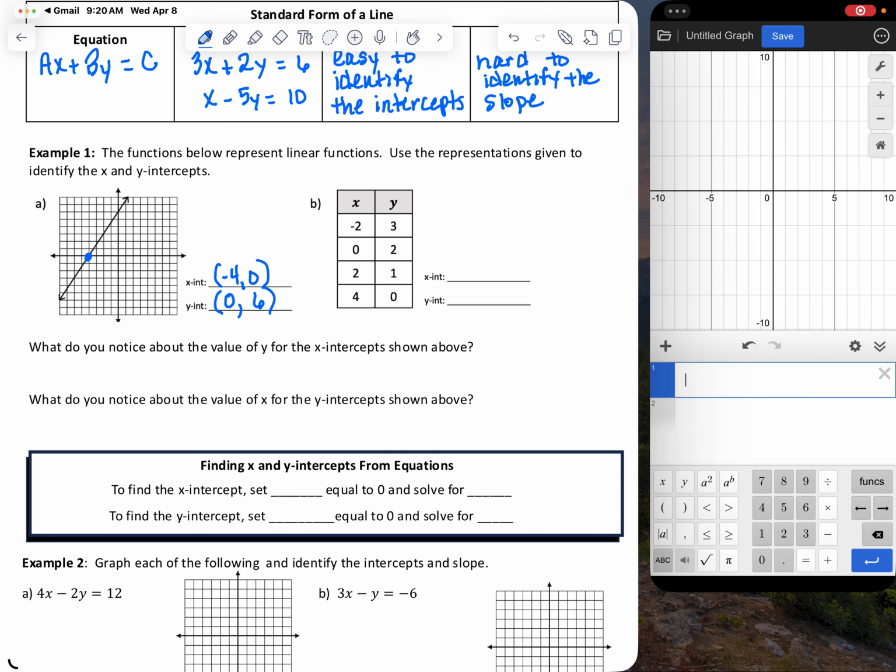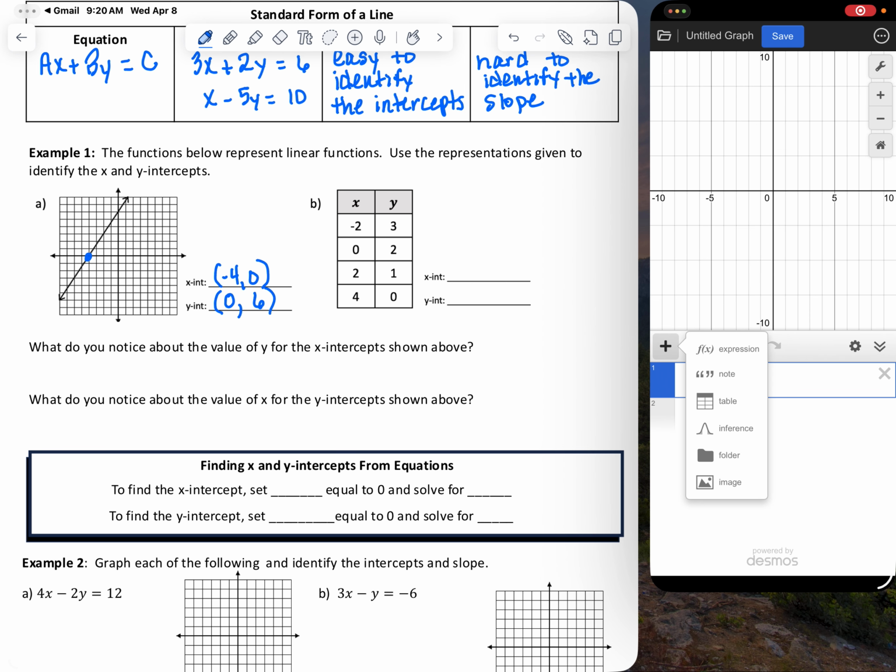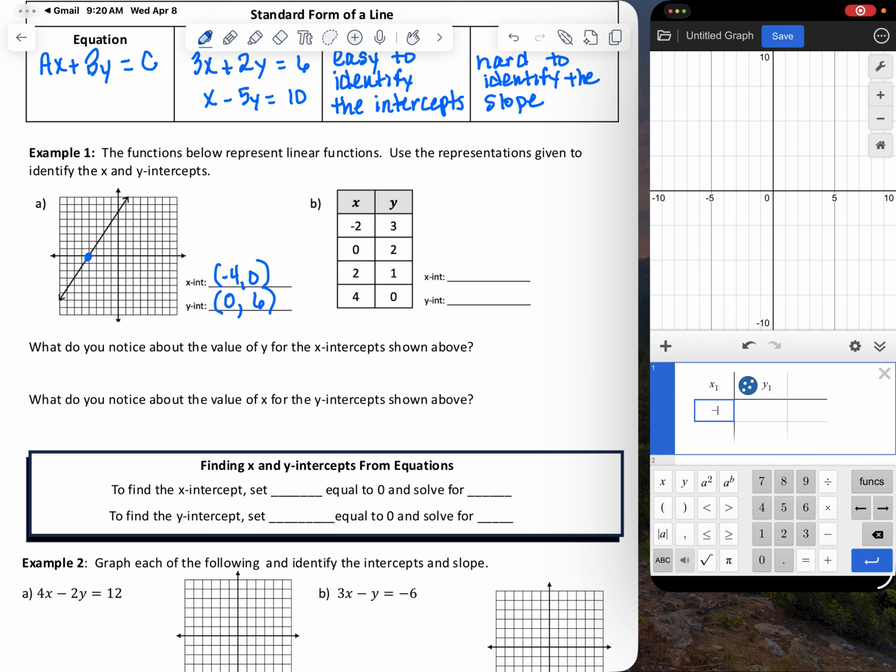So I'm going to use Desmos to help you visualize the points in this table. So let me press the plus sign and click table. -2, 3. These should appear on our graph as we plot them. 0, 2, 2, 1, and 4, 0.